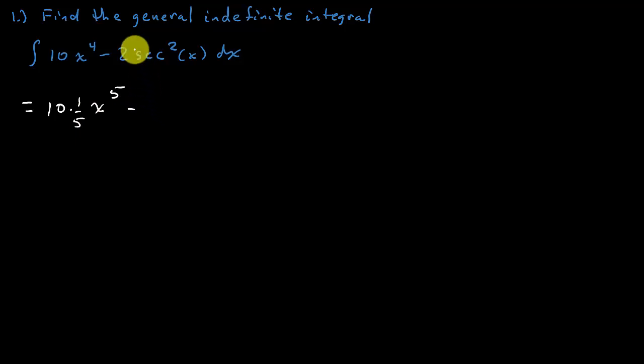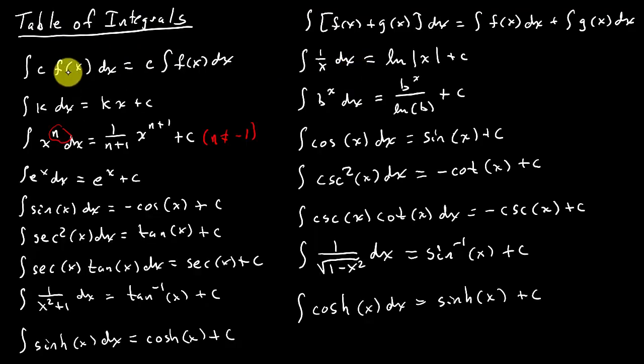And then we have minus, and then we have this 2 here. So that's 2. Now let's look at secant squared x. See, the 2 is just going to be multiplied along. Like, see this right here? So we can bring that 2 out and then just integrate the secant squared function. All right, so do we have anything over here that looks like that?